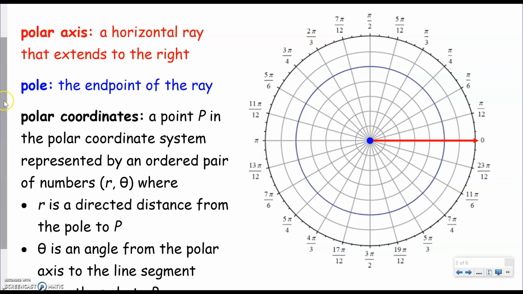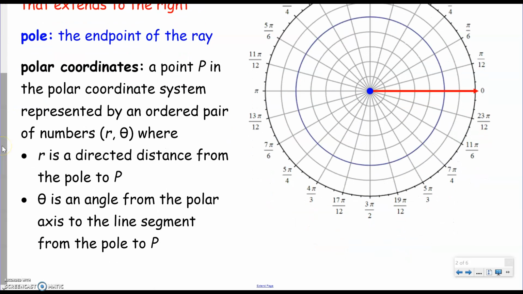Polar coordinates: a point P in the polar coordinate system is represented by an ordered pair of numbers r, comma, theta, where r is the directed distance from the pole to the point, and theta is an angle from the polar axis to the line segment. Okay, so let's make this easy. We're going to go ahead and just plot the points.